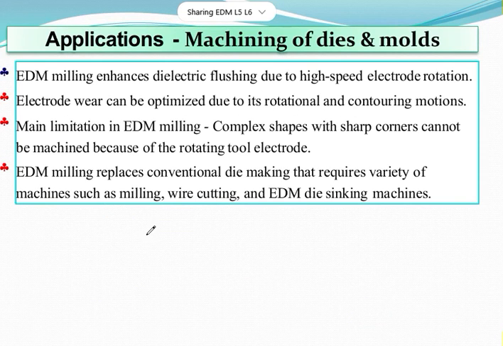So EDM milling enhances dielectric flushing due to high speed electrode rotation. Electrode wear can be optimized. The main limitation in EDM milling is that complex shapes with sharp corners cannot be machined because of the rotation of the electrode.